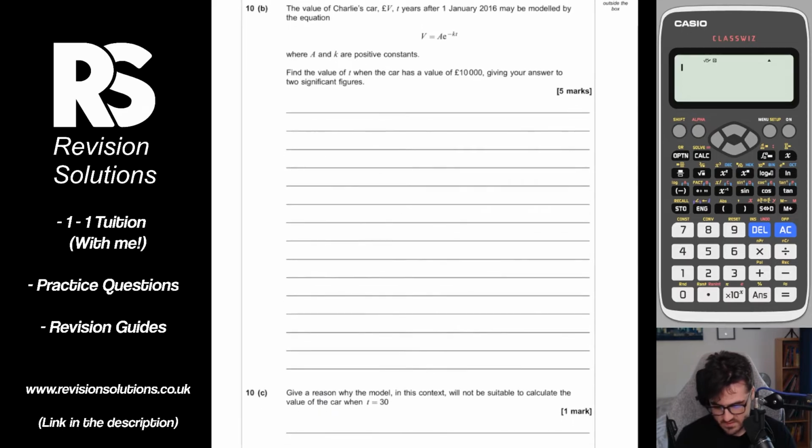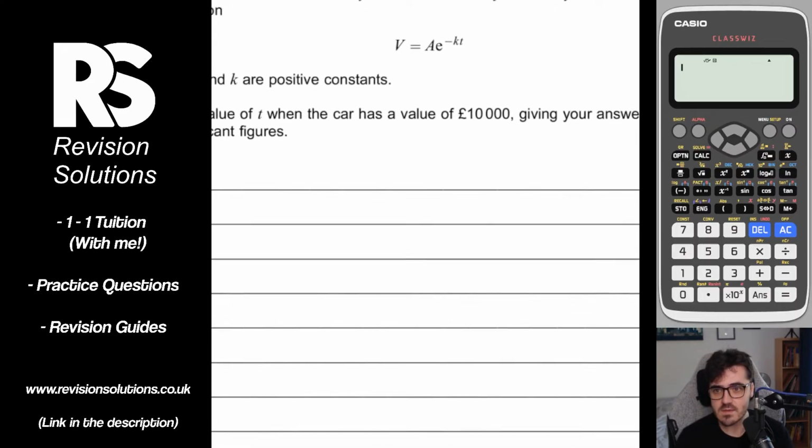Okay, then it says the value of Charlie's car in V pounds T years. Always important to look at the units when you have a model. After the 1st of January 2016 may be modeled by this equation, where A and K are positive constants. Find the value of T when the car has a value of £10,000, giving your answer to 2 significant figures. Well, to find that, we're going to need to have a completed model. So we need to find values of A and K.